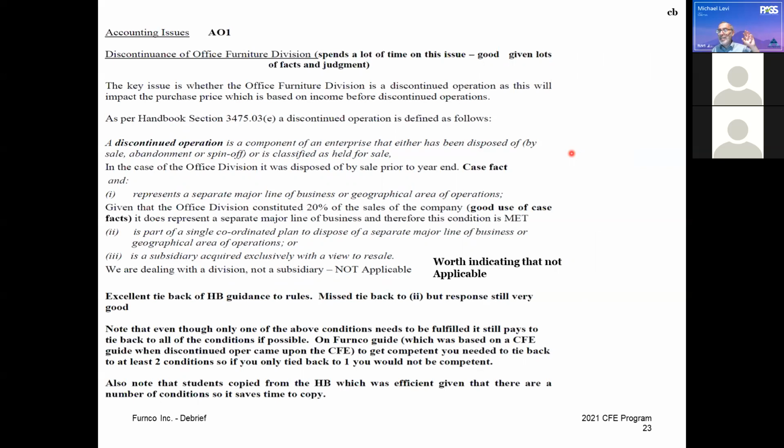It's more than competent, quite frankly, because the student does all the right things. So even though he doesn't do it perfectly, he does the right things. And you'll see what I mean. Let's start. This case starts off with the discontinuance of the office furniture division.